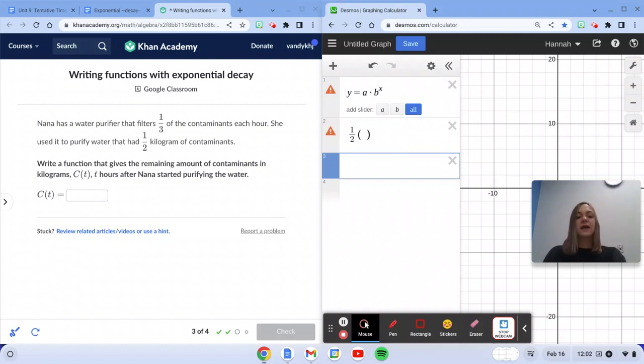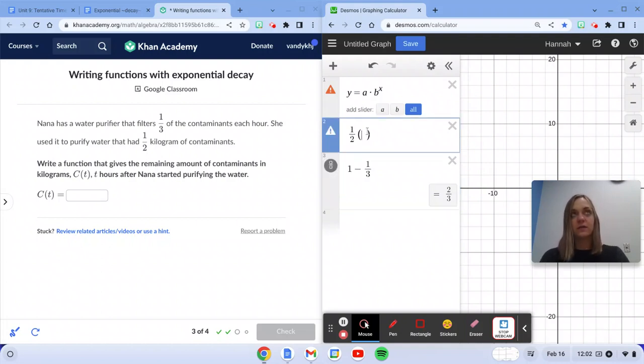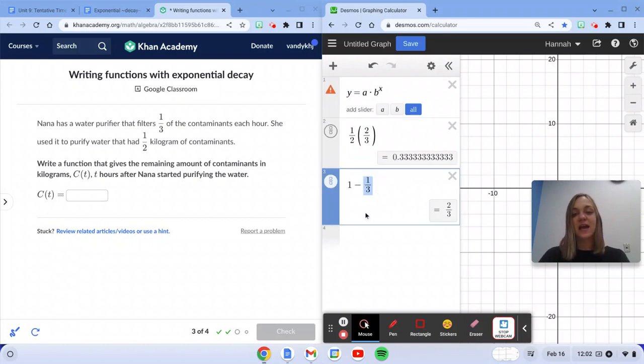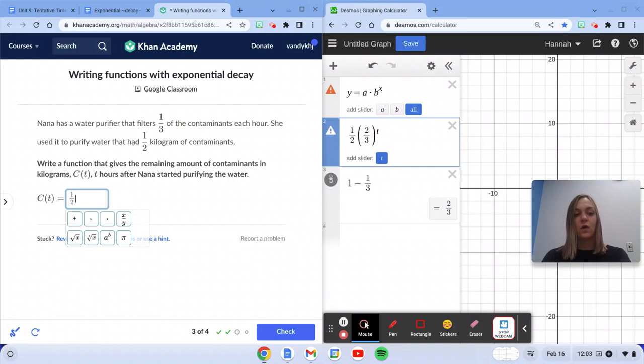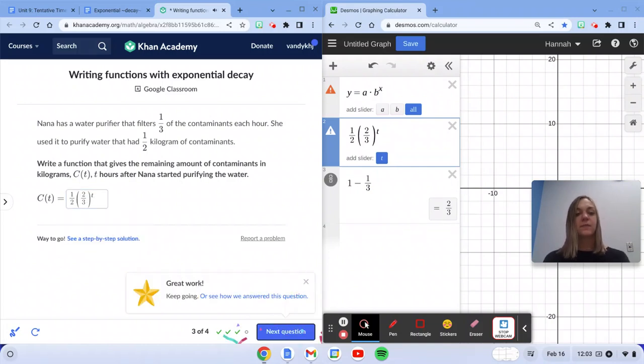Now, in order to find the decay factor, I'm going to take 1 minus 1/3. And this one's probably going to be easier to keep as a fraction. So 2/3 is going to be our rate, it's going to be our decay factor. We took the rate of decay, subtracted it from 1 to find the decay factor. Now I'm going to put the exponent, which in this case is t, and I'm going to type that in. 1/2 times 2/3 to the t power.